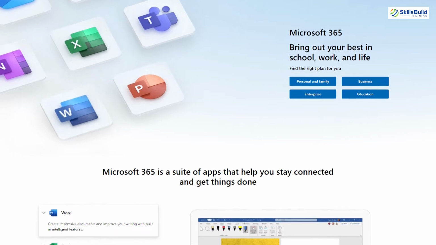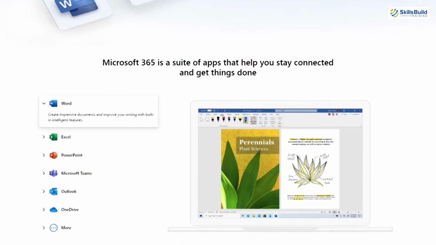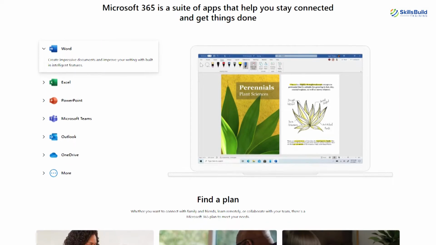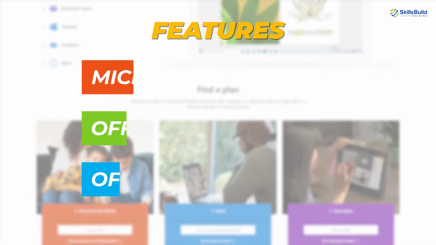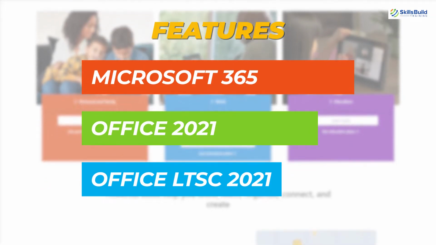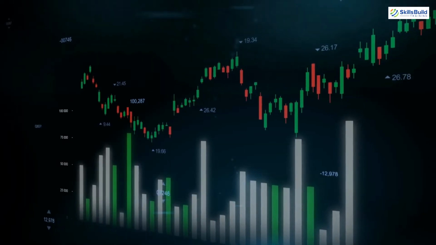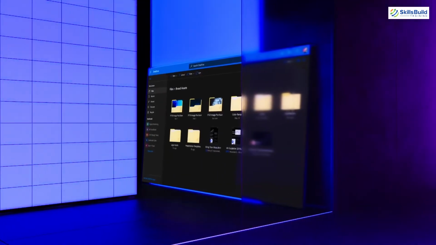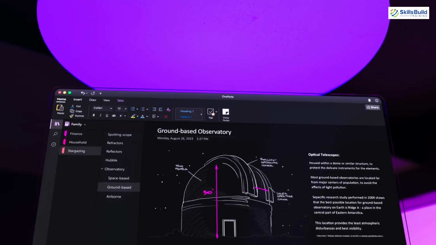Microsoft believes that people will prefer to go with Office 2021 and Microsoft 365 instead of Office LTSC 2021. And yes, there are some apparent reasons for that. The first reason is Office 2021 and Microsoft 365 provide more features than Office LTSC 2021. And the second reason is that Microsoft makes more money from Office 2021 and Microsoft 365. And one significant benefit of Office 2021 and Microsoft 365 is that we will get the latest updates for all the applications as soon as they come.